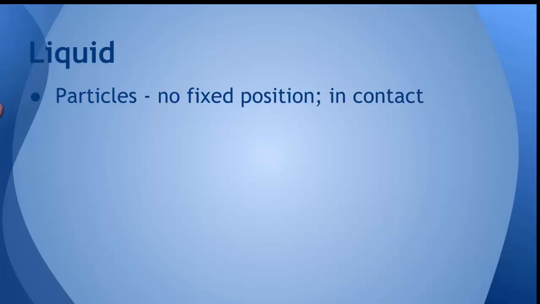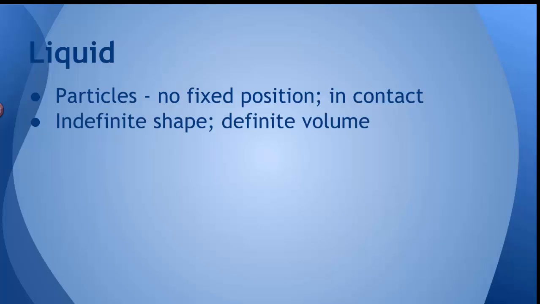Okay? Liquids. Well, in liquids, the particles don't have a fixed position. They are still in contact with one another. They're close enough to touch each other, but they're not stuck in any one particular place. Well, that means that a liquid doesn't have a definite shape. It'll take the shape of whatever container you put it in. But it does have a definite volume because the particles are still touching each other.